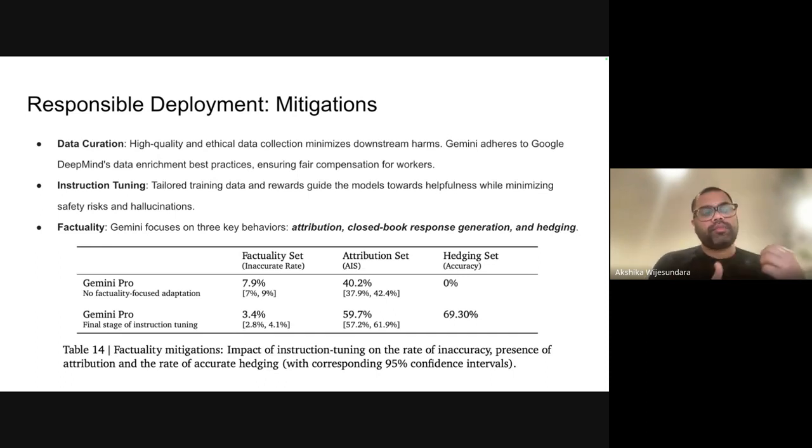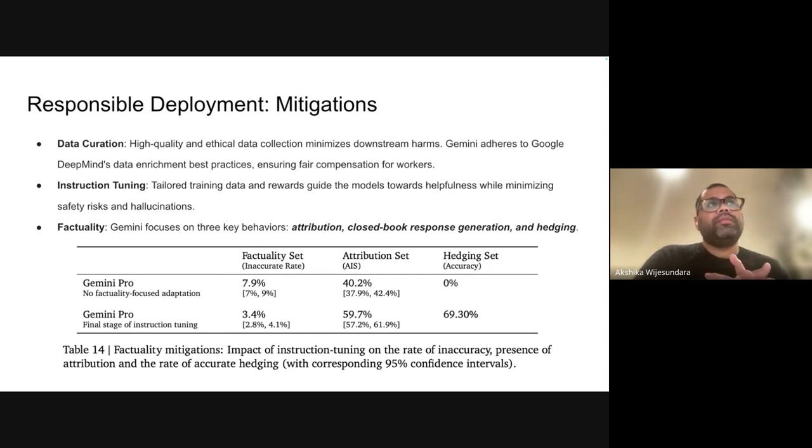And then instruction tuning. You structure the reward model, the reinforcement learning models, in a way that promotes safety, so that no harm is done through the results coming from the model. And also no hallucinations, etc.